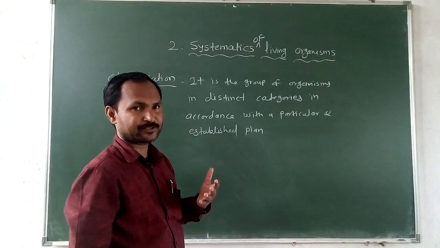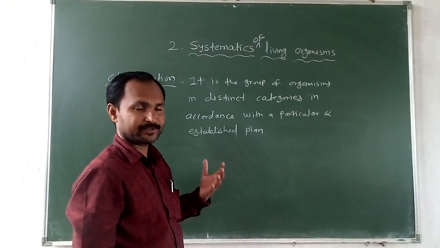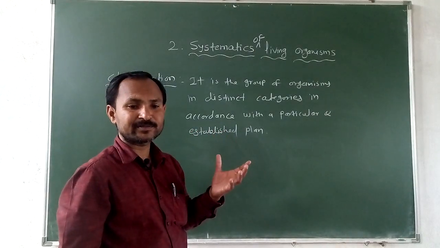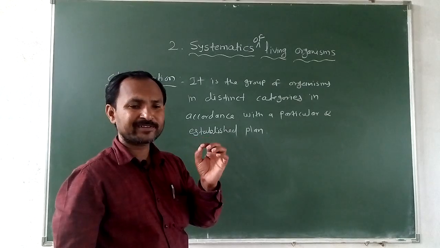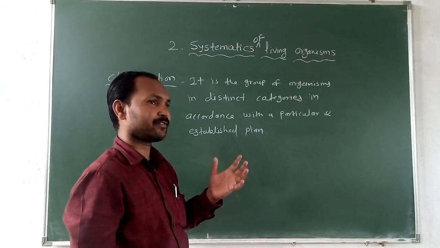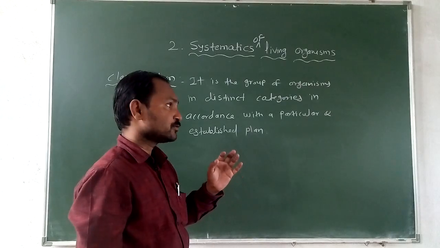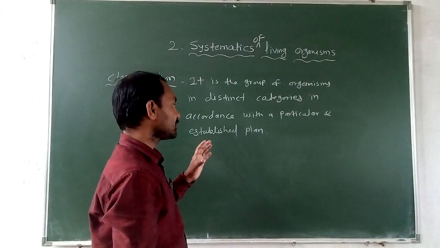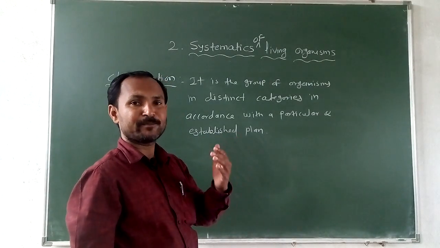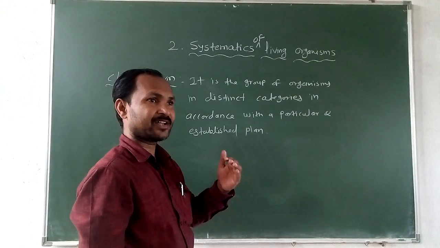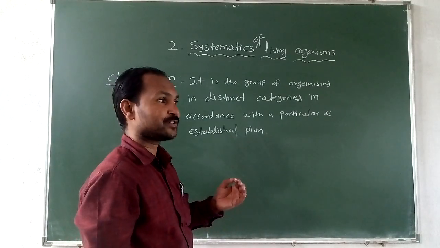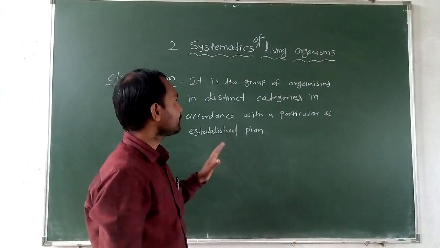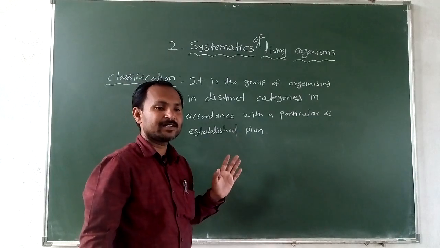There is a next point, taxonomy, in which we will see the 7 categories. In distinct categories in accordance with a particular plan, means there is a particularity for the classification. Why do we classify, why is there a need to classify? So there is a particularity to classify organisms, and while we classify, we are making the first plan of how those organisms are classified. So a well established plan is very important to classify the organisms. This is a very simple definition of classification.